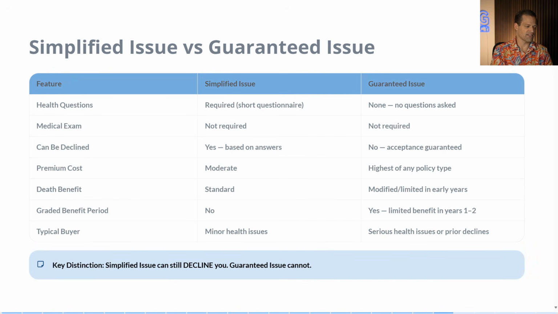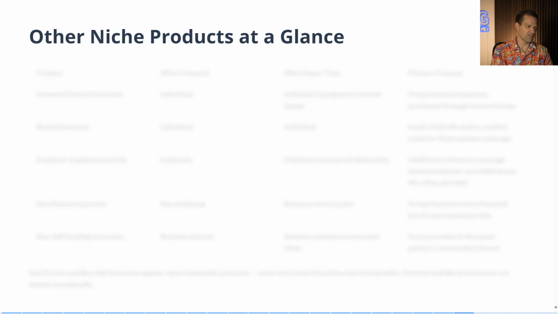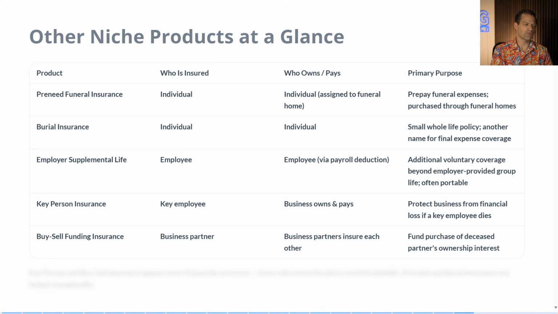Okay, so this is the difference between simplified issue and guaranteed issue. Screenshot that or download the slides to study it. Simplified issue can decline you, guaranteed issue cannot. Remember the distinction. So this is the other niche products at a glance if you want to look through these. Sometimes these are tested on.